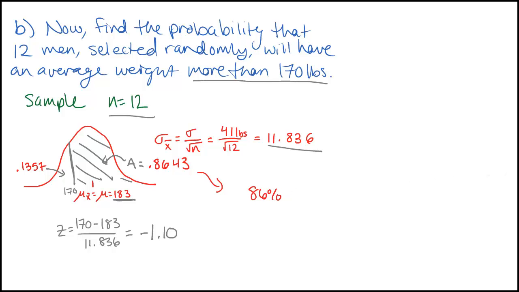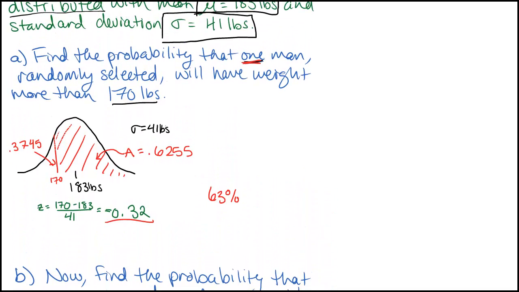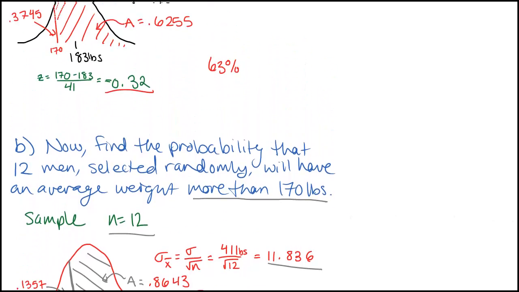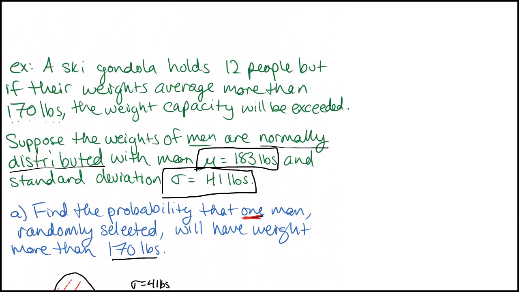So if we compare these answers, we said that the probability that one particular person has a weight more than 170 pounds is about 63%, but the probability that among 12 men the average would be more than 170 is 86%. 86% of the time, 12 men will exceed the weight capacity of this gondola. So this calculation would change if we were going to include women and children and things like that, but this means that there's probably something wrong with this capacity, right? Either the weight capacity is too low or they shouldn't be letting so many people on.